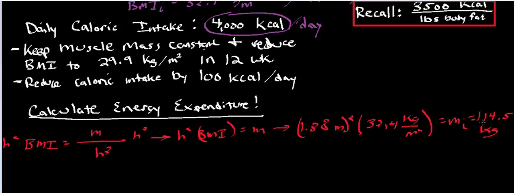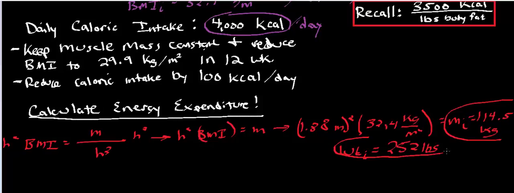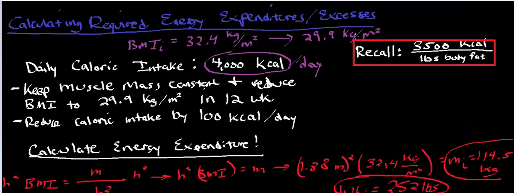This person's mass is about 114.5 kilograms, and if you go back to the previous video, you'll find the mass was approximately this anyway. To find the initial weight, we take this mass and multiply by 2.2. Then we find this person was approximately 252 pounds.